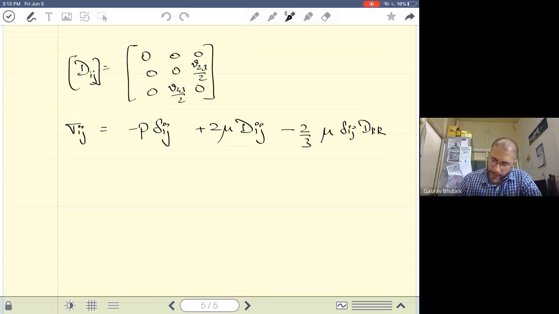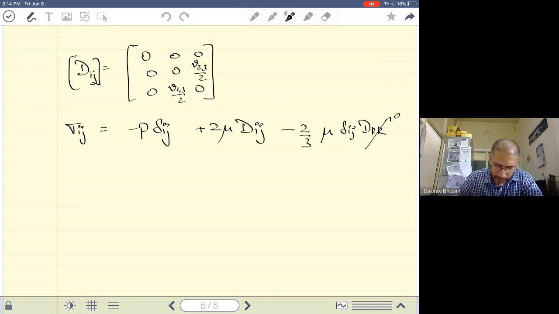All right. Now D_kk is 0 because if you see the D tensor in front of you, then the trace of that D tensor is 0. So this D_kk term is 0. So what we are left with is sigma_ij is minus p times delta_ij plus 2 mu D_ij.